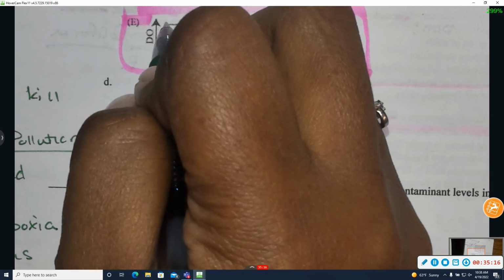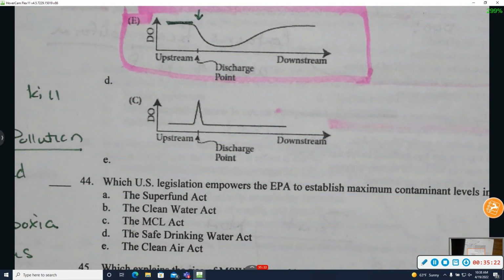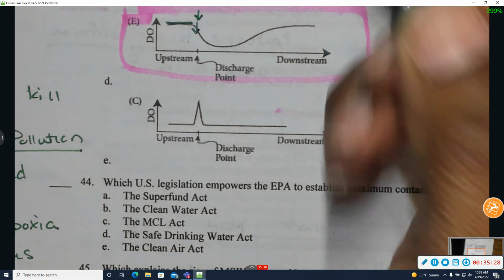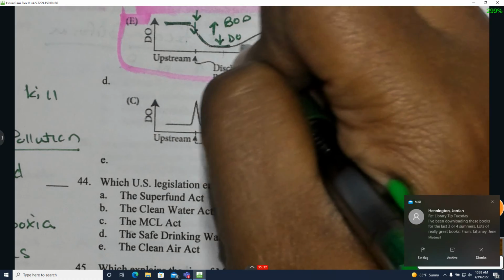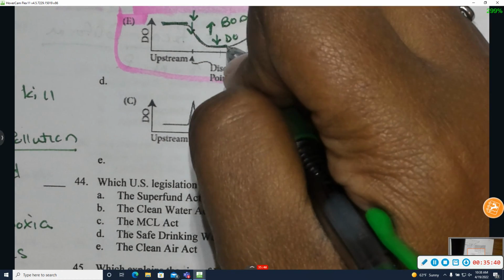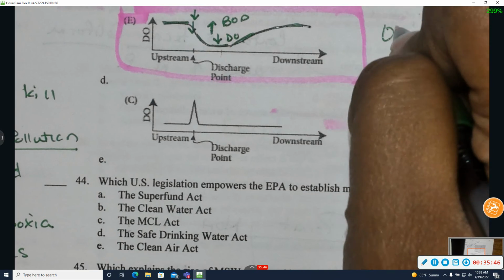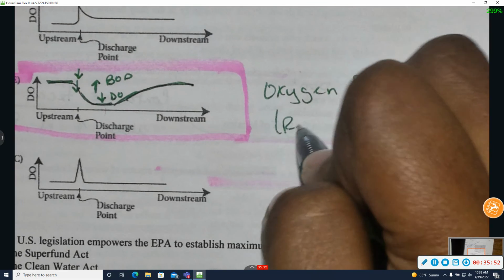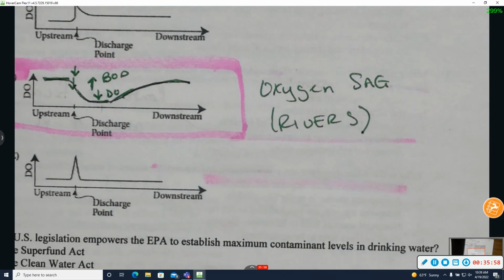Okay, so you're going to have DO being high in a normal environment. And then right here, you've got some sort of point source pollutant that goes into the water that increases the nitrogen and phosphorus. And so your BOD goes up, but your DO goes down. Okay, and so there's your discharge. And then right here, you're going to have where it starts to normalize. This is your oxygen sag curve. And remember, that has to do mostly with rivers. Okay, so that was the answer there.